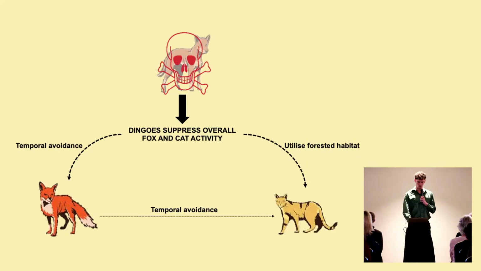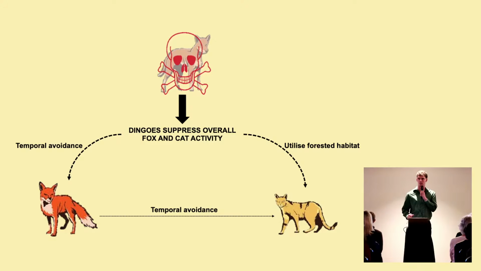So if we bring this all together, overall dingo activity acts to suppress both fox and cat activity. Foxes respond quite consistently to this, and they shift when they're active throughout the day to avoid dingoes, depending on the site they're at. And the cats are a bit more flexible.